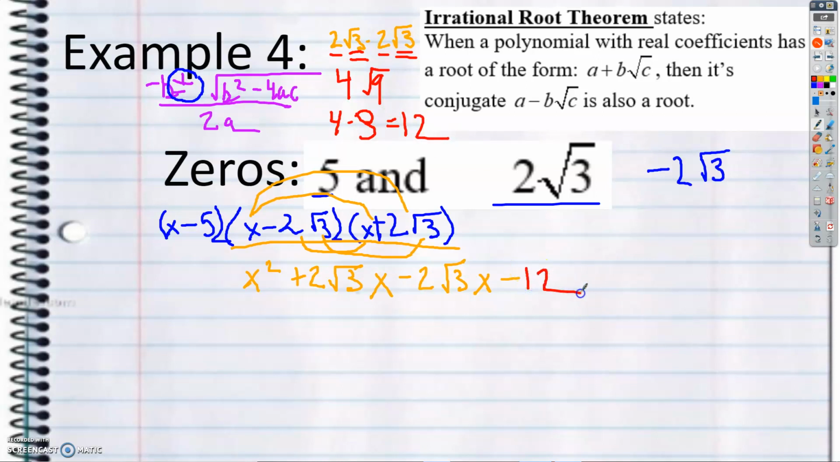So that's a negative 12, sorry. So negative 2 square root 3 times positive 2 square root 3 is negative 12. Okay. Now I'm going to see if I can cancel anything out. And this is a positive 2 square root 3x. This is a negative 2 square root 3x. So I can cancel those out. So I just have x squared minus 12. And then I'm going to bring down this x minus 5.